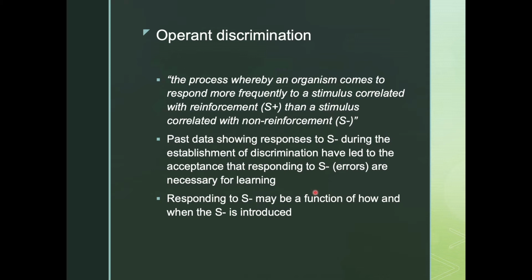And in fact, and Terrace notes this in the article, the conventional thinking at the time based on these data was that responding to S minus or making errors is a necessary part of learning a discrimination. So again, if the participant or organism is being taught to make this discrimination, some errors are necessary in order for the discrimination to be acquired.